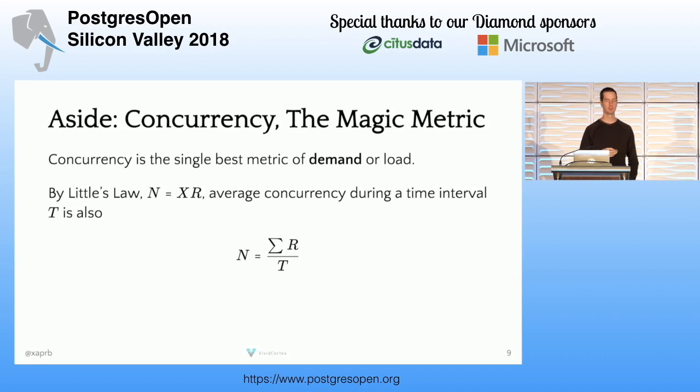A lot of times people will use throughput, the rate of requests over time, as a definition of load, but it's not a very good definition of load because requests are not all the same. There are short requests and there are long requests. There are ones that don't cause much work, and there are ones that cause a lot of work. But concurrency is unitless. Every unit of concurrency is equivalent to every other.